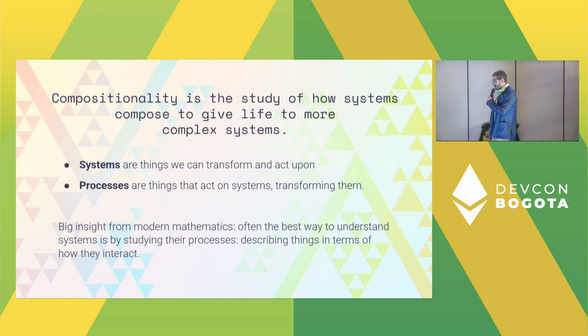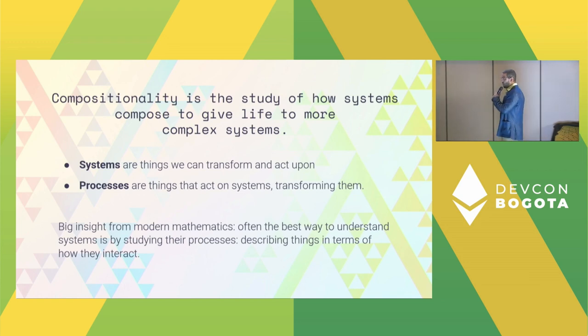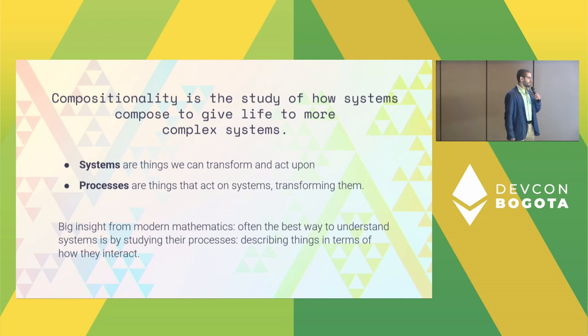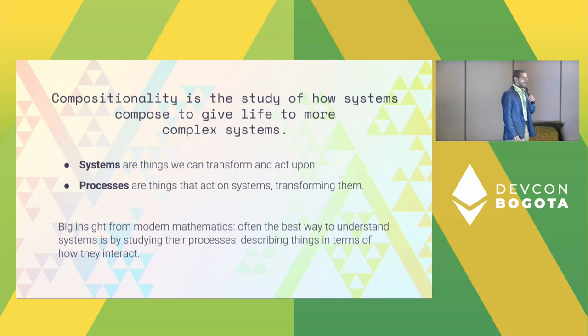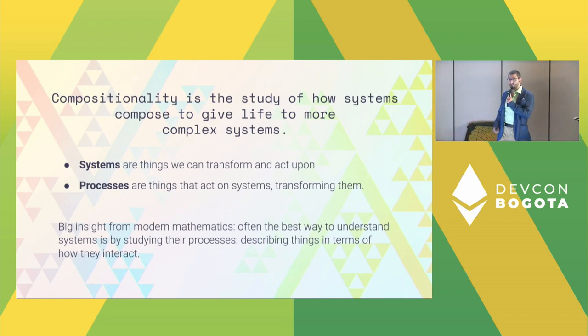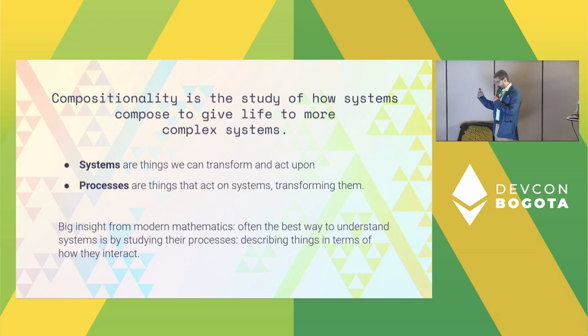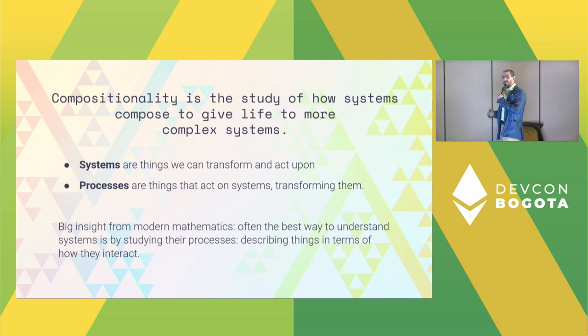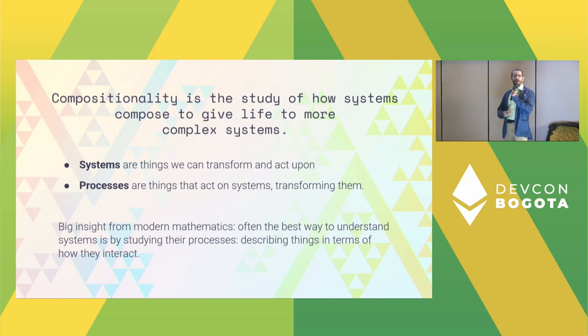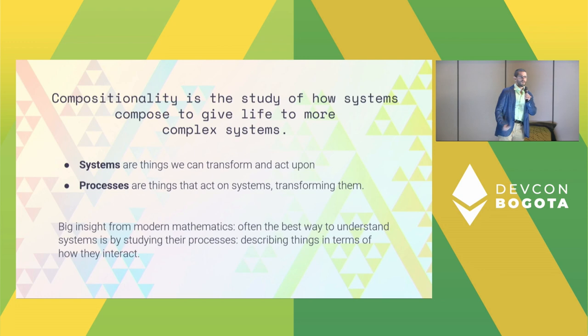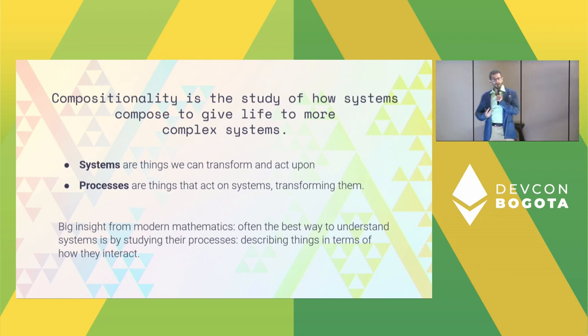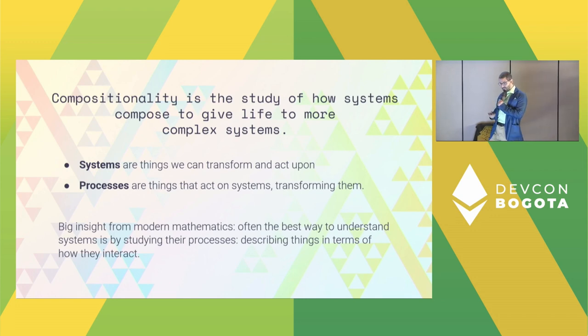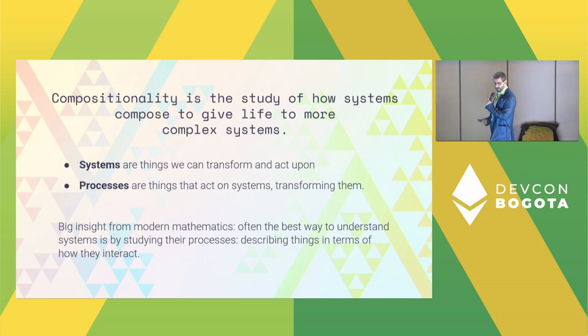A very interesting insight from modern mathematics, so the mathematics developed from 1950 onwards, is that often it is way more fruitful to understand something, to describe it, by looking at how the thing composes and behaves in a context. So instead of splitting things open and looking at the inside, we describe them by saying how they behave and how they interact.